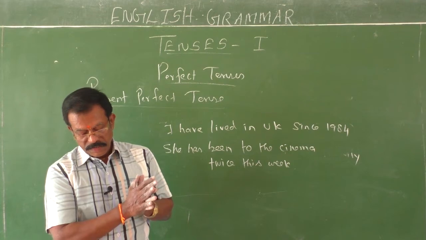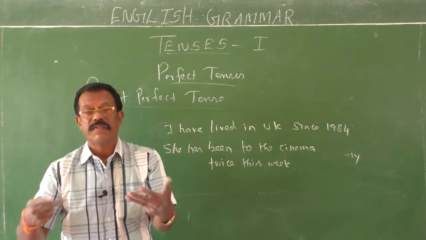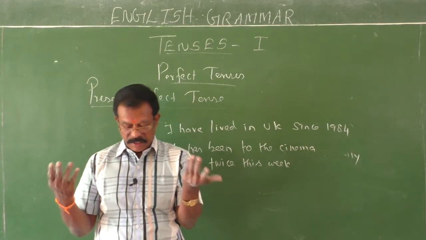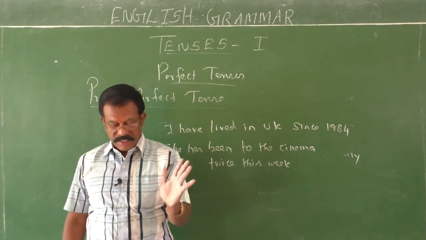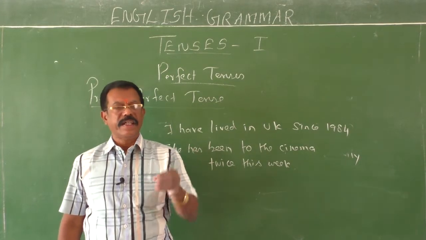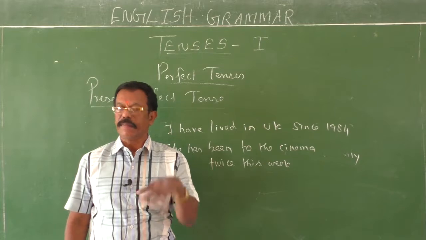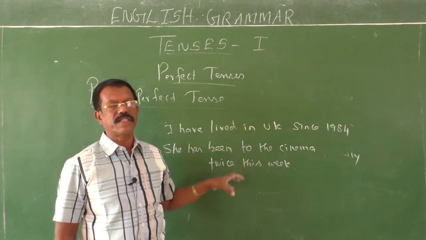So when the precise time of the action is not important or not known, there also you can use this present perfect tense. Someone has eaten my soup. She has studied Japanese. Here the time has not been mentioned. Time is not important. So in all these occasions you can use this present perfect tense.